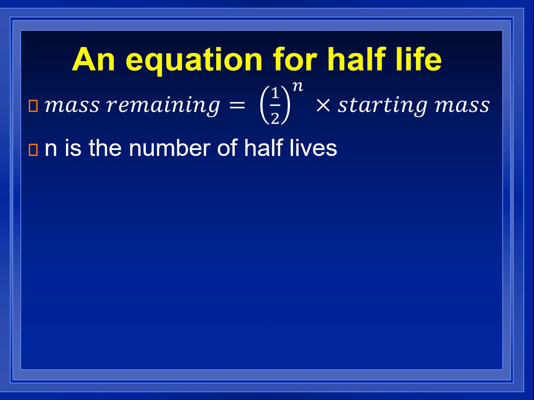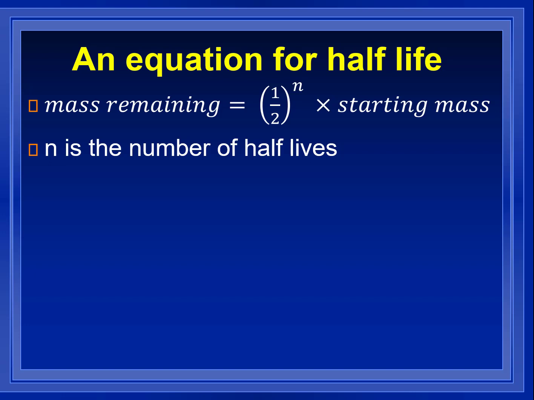So when I've gone 0 half-lives, I raise 1/2 to the 0, which makes it 1. So the starting mass equals the mass remaining. After 1 half-life, 1/2 to the 1 is 1/2. I have half the original stuff. After 2 half-lives, 1/2 squared is 1/4 times the original amount. See how this is the math behind our table.